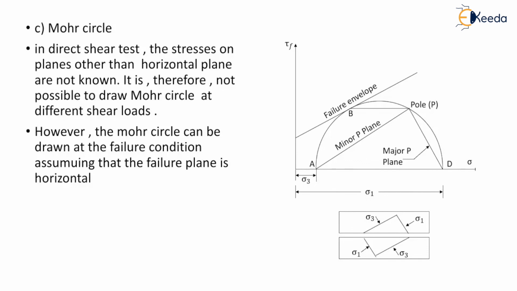And the figure at the bottom indicates the stress condition in the soil sample. Since the cross section of the soil sample is rectangular, the middle portion indicates the failure plane, meaning soil sample fails along the horizontal plane at the center. Sigma 3 indicates the direction of minor principal plane, whereas sigma 1 indicates the direction of major principal plane.